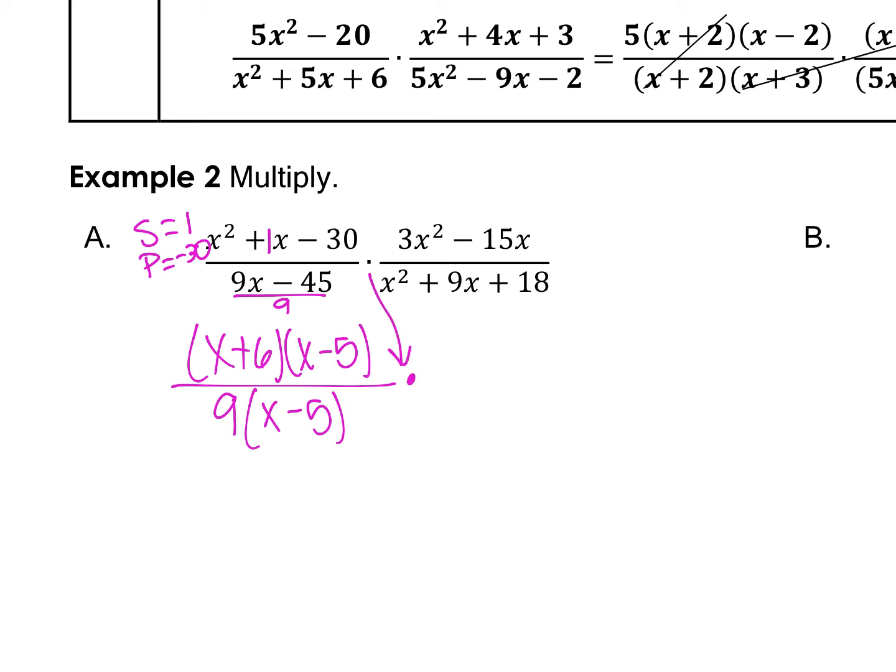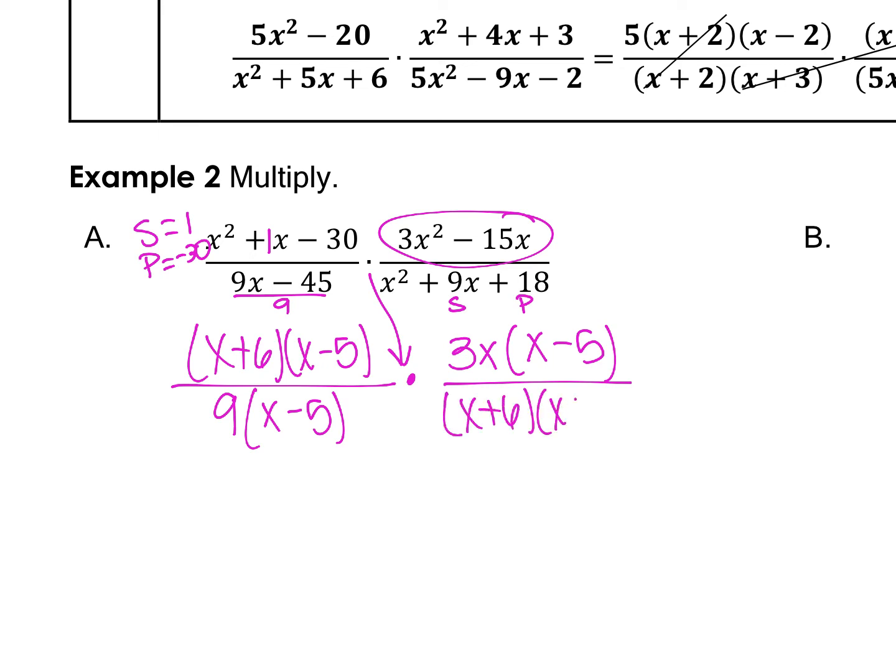Bring down your multiplication sign. Factor these as well. So GCF of these two would be 3x. That leaves you with x minus 5. And then the denominator, it's a trinomial, so sum is 9, product is 18. So that would be 6 and 3.